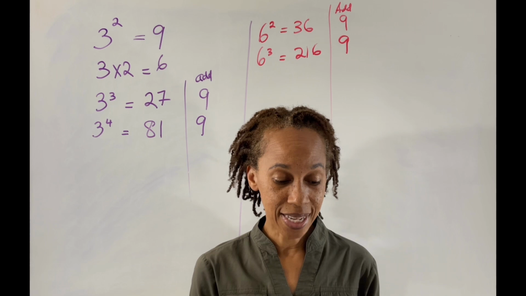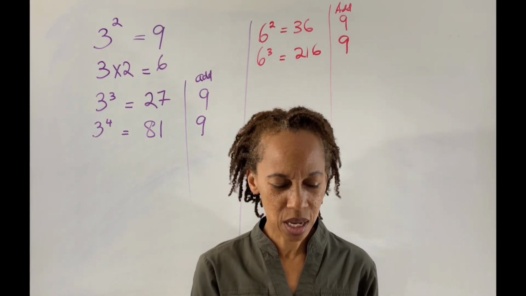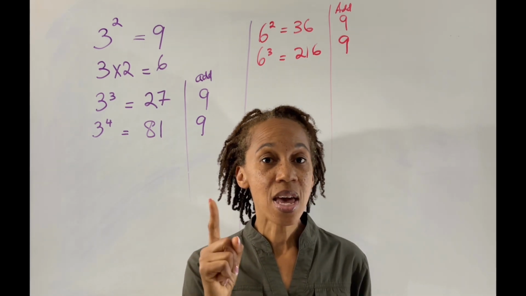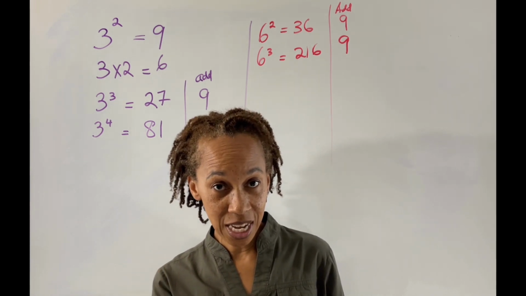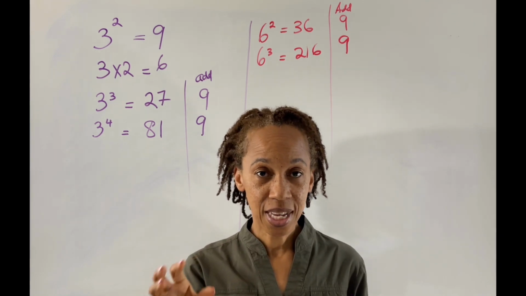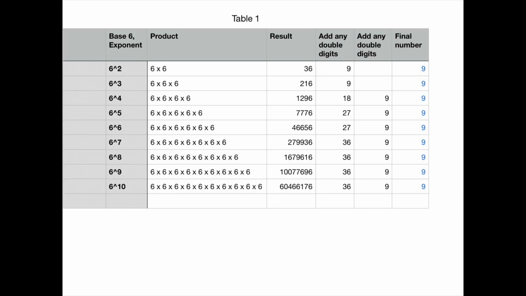So let's analyze this. The number 3 raised to any exponent except 1 is going to give you the number 9 if it is a single digit. If it is not a single digit, you're going to add those digits and you're going to get 9 as your single digit. 6 to any exponent except 1 is going to give you 9 when you add all those double digits or triple digits or quadruple digits. You're going to come down to one number, which is 9.